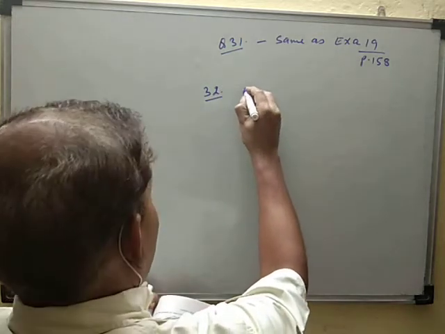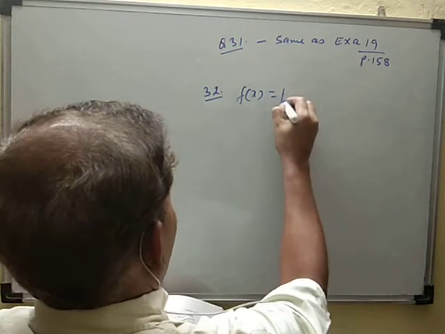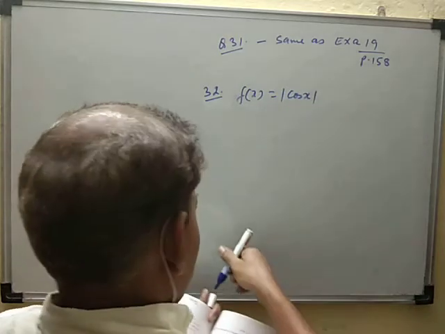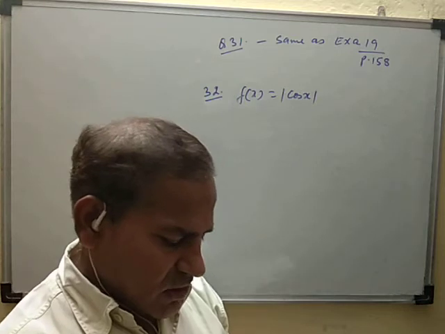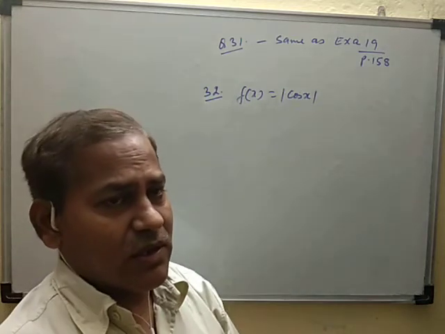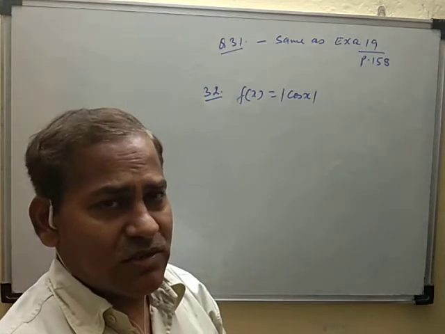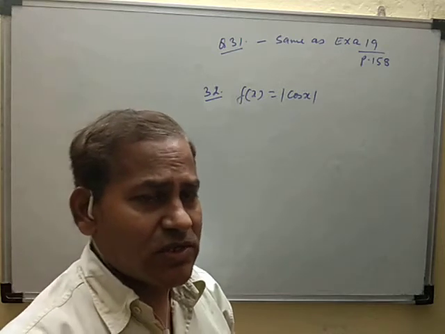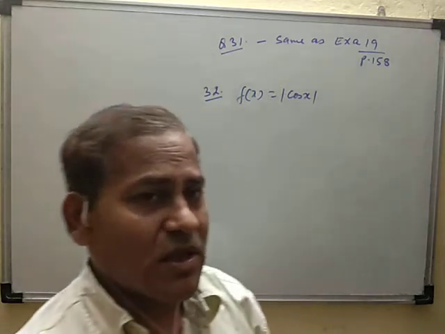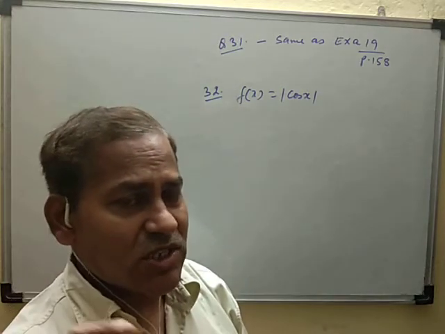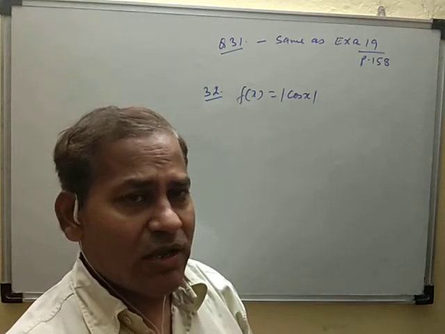32, here f of x is equal to mod cos x, so that the function defined by this is a continuous function. Point is not mentioned, so that continuous at everywhere. At everywhere means you suppose any general point in the domain, and at that point we will show the function continuous.